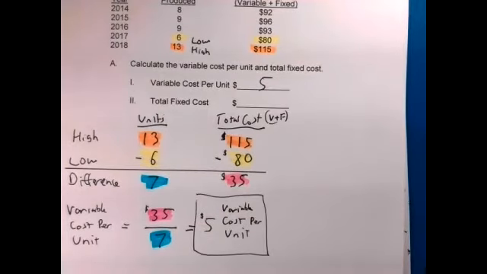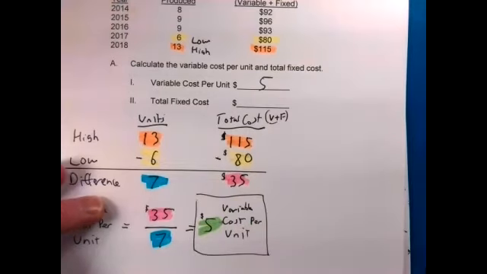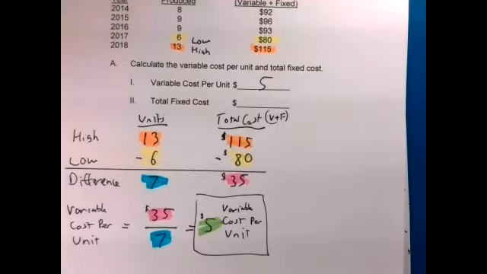Okay. So that will give us our variable cost. Let's make it green. Dark blue. That should be fine.